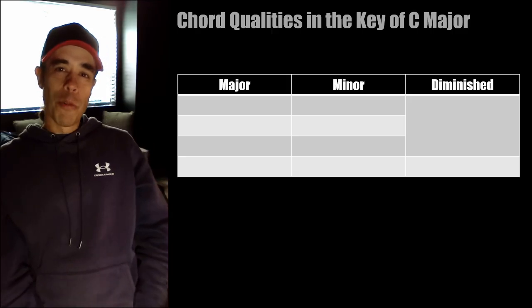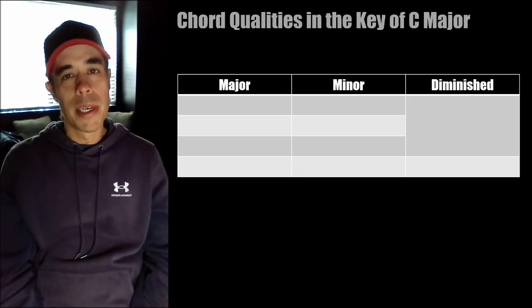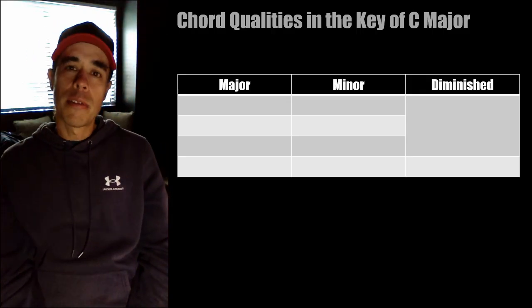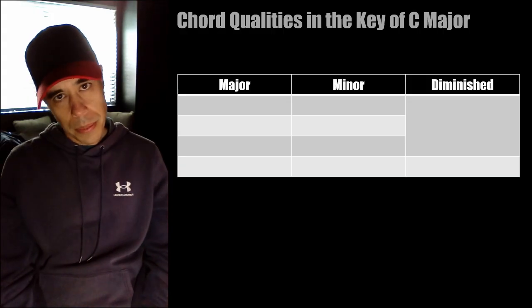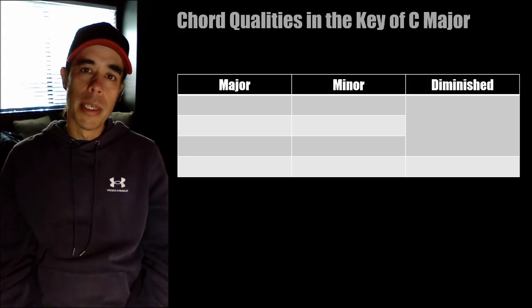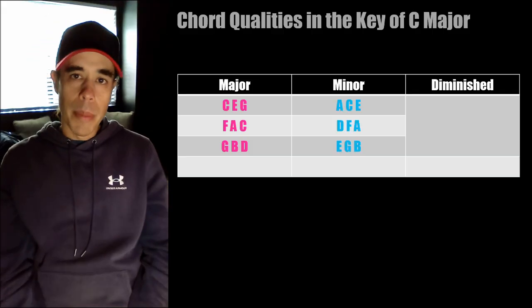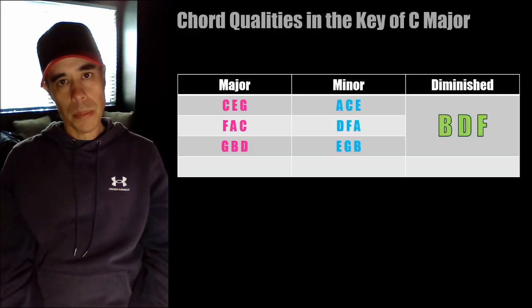There's 3 groups of chords. Any major key has these 3 groups of chords in it. And so we're in C major, so the C major key has these 3 groups. There's 3 major chords, 3 minor chords, and 1 diminished chord. The major chords are C major, F major, and G major. The minor chords are A minor, D minor, and E minor. And the diminished chord is B diminished.